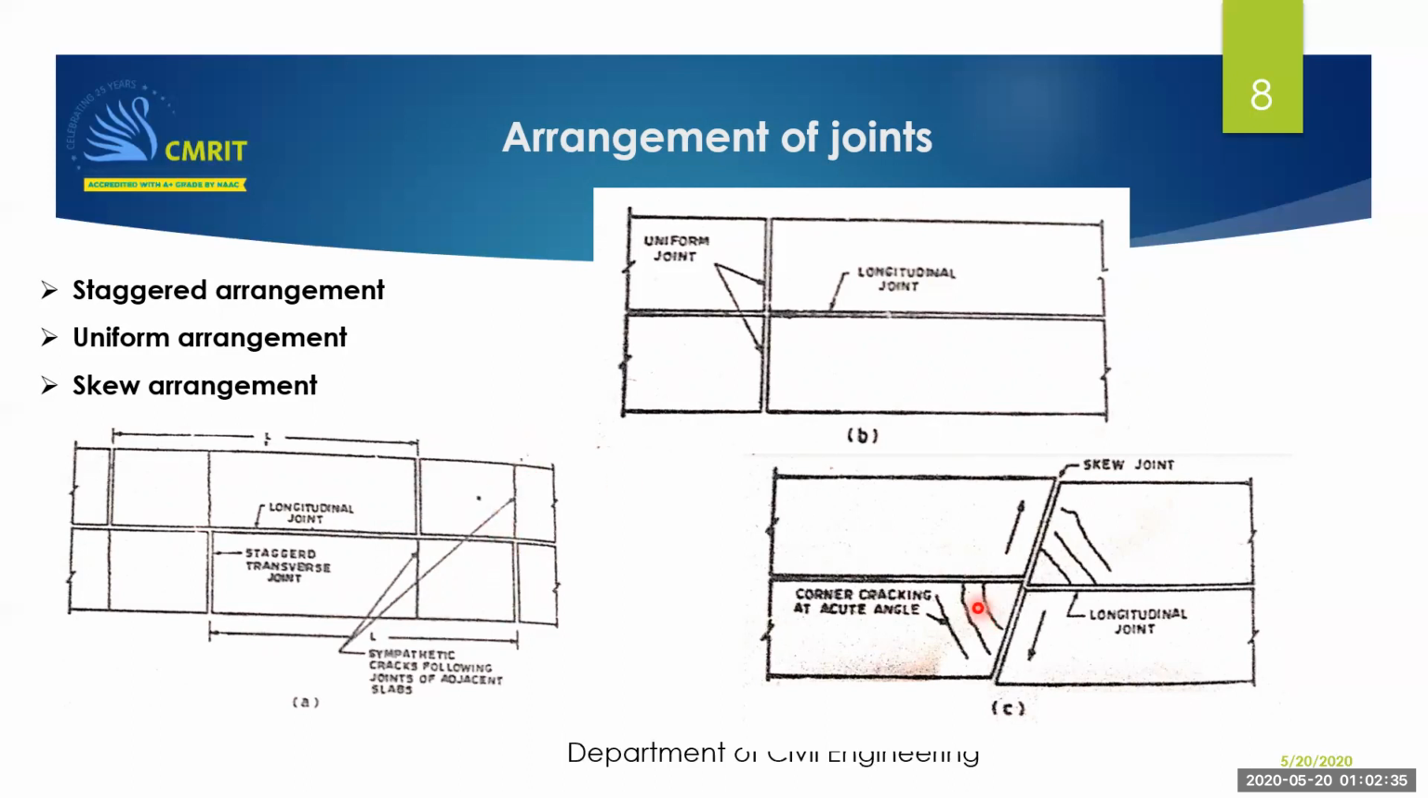And whenever we provide a skewed joint, corner cracking is always likely to occur because of the acute corners. And generally we prefer a uniform arrangement.